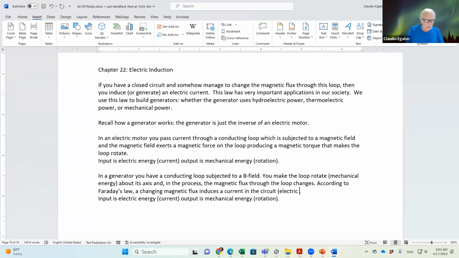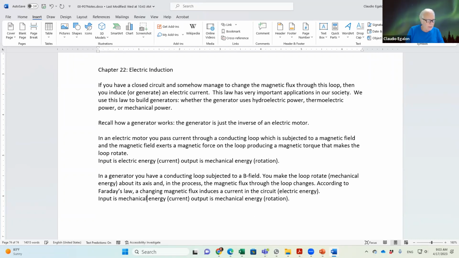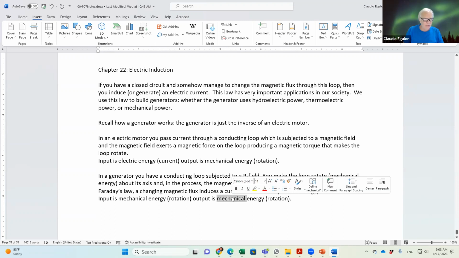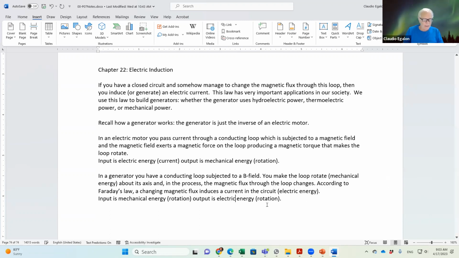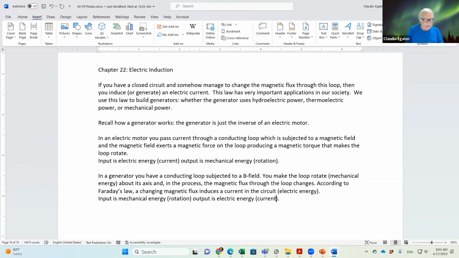Electric energy. Okay. So input is mechanical energy. I'm going to put rotation. Output is electric energy. Electric energy is current, electric current. That's how. Let's take a look at some examples.